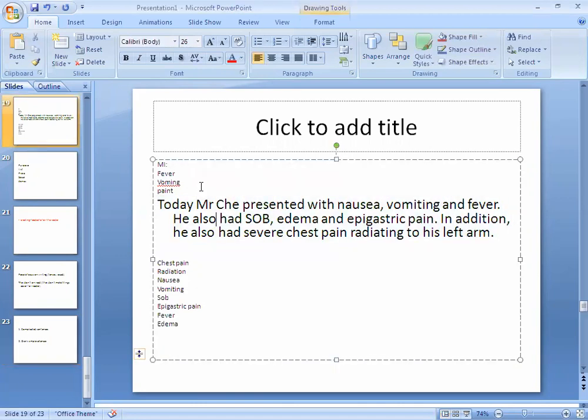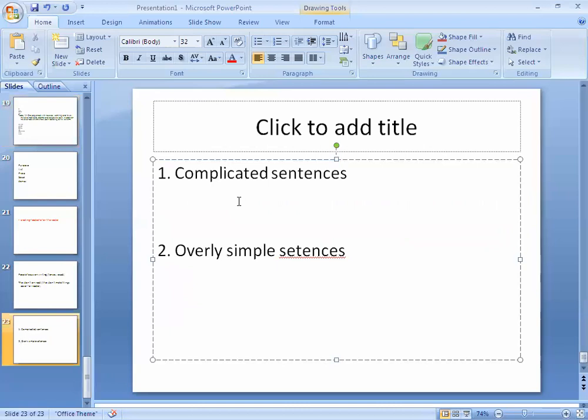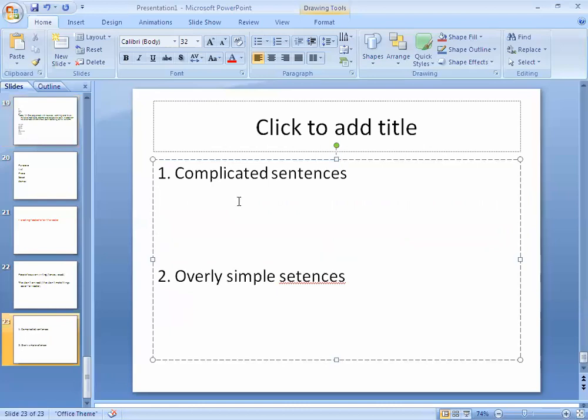Today Dr. Che came to my hospital with nausea along with vomiting, and he also had fever associated with shortness of breath, edema, and he had epigastric pain, and his pain was radiating to the left arm. This would be one sentence of 50 words, and this is very confusing and not well organized. So this is called complicated sentences. We should avoid complicated sentences. We should join information together in such a way that it is easy for the reader to understand. Mostly in OET, we should use compound sentences.